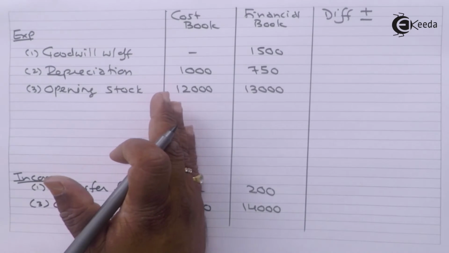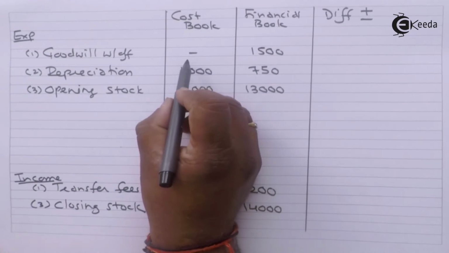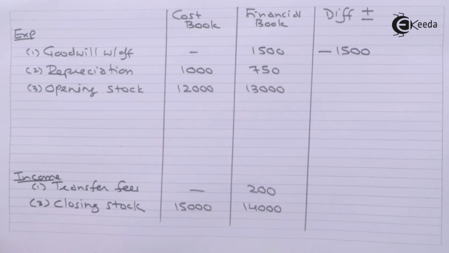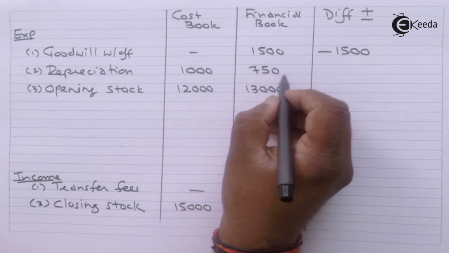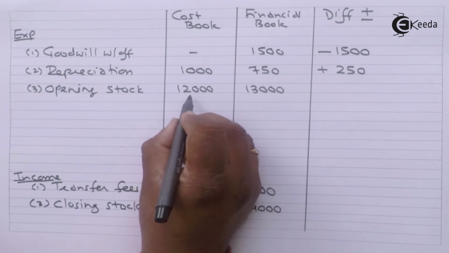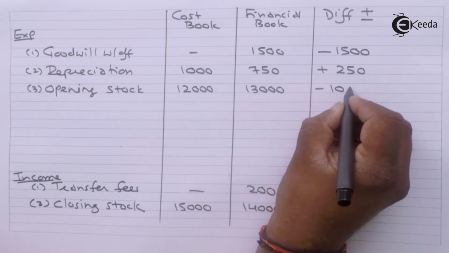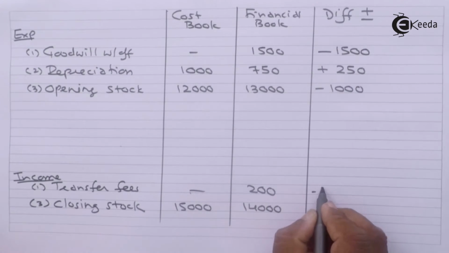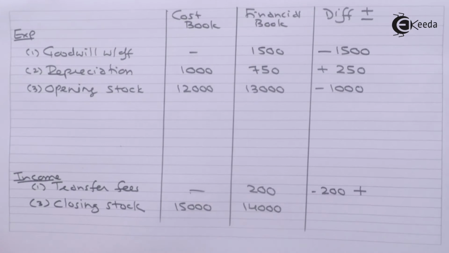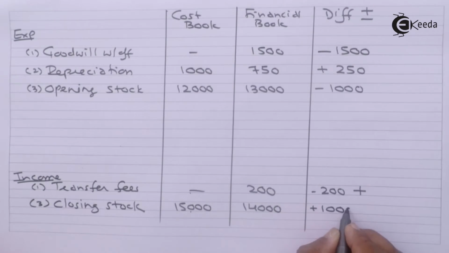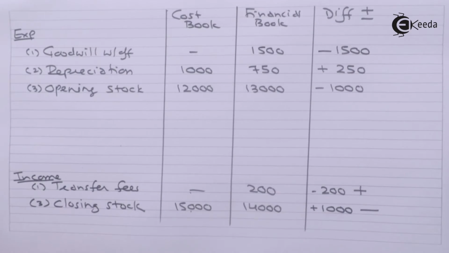From the first amount column we'll deduct figures of the second amount column. 0 minus 1,500 is minus 1,500. 1,000 minus 750 is plus 250. 12,000 minus 13,000 is minus 1,000. In income, 0 minus 200 is minus 200, but we'll have to take plus. We have to take reverse sign. Closing stock 15,000 minus 14,000 is plus 1,000, but we have to take minus.